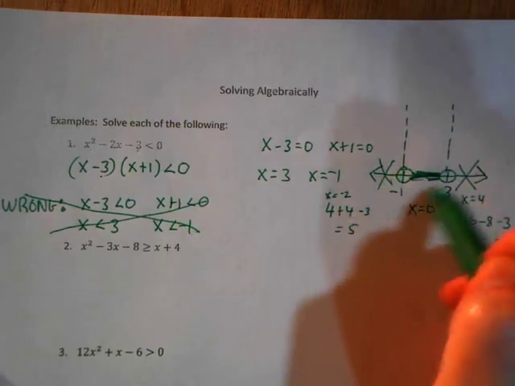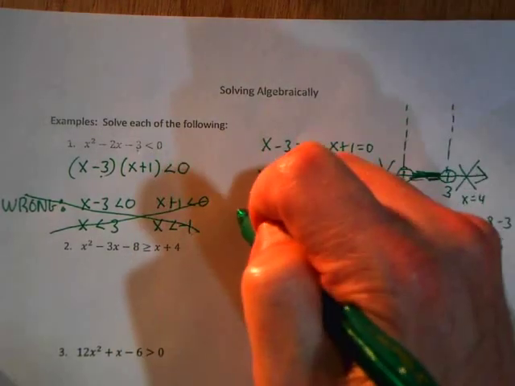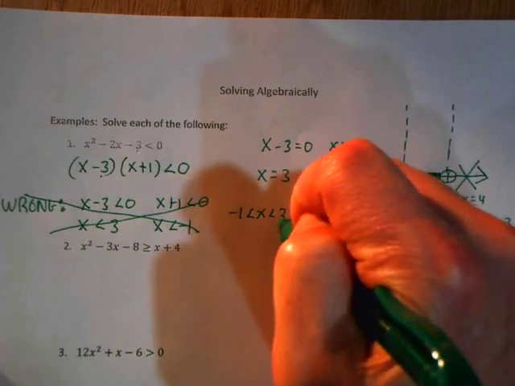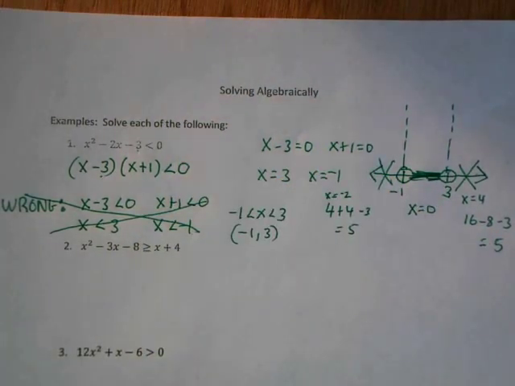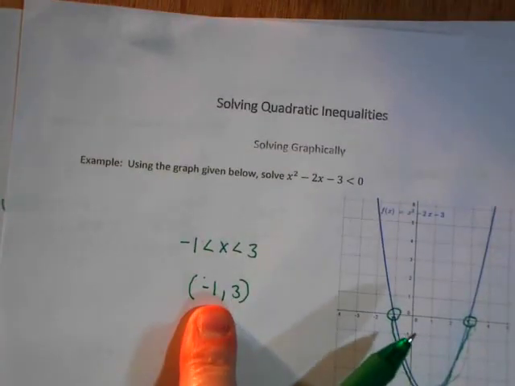So here is our correct answer. Our correct answer is -1 less than x less than 3. Written in interval notation, -1 to 3. And notice, now we have the same answer we got last time.